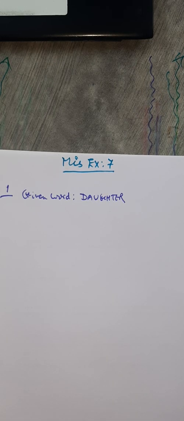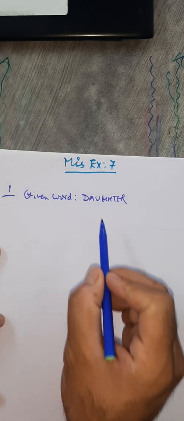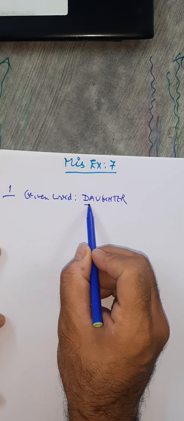We go for now miscellaneous exercise 7. The first question: how many words with or without meaning, each of 2 vowels and 3 consonants, can be formed from the letters of the word daughter? So you are given this word daughter here.